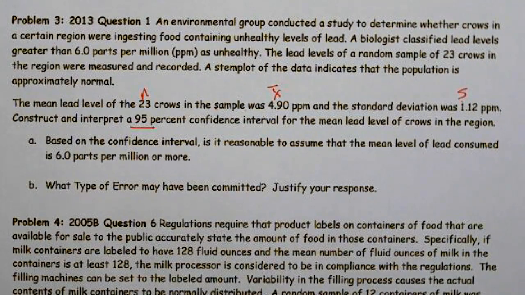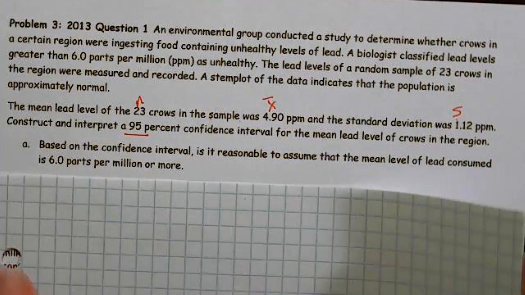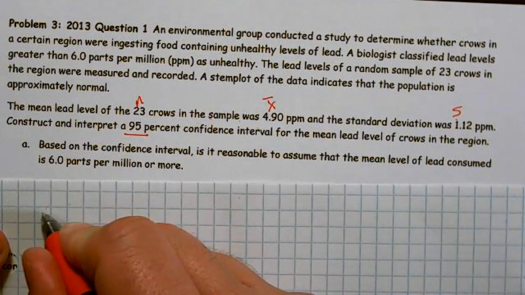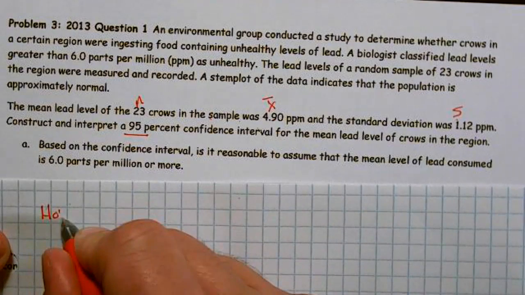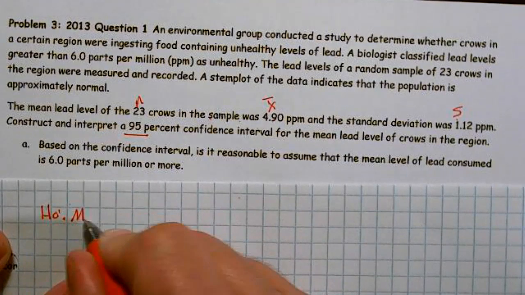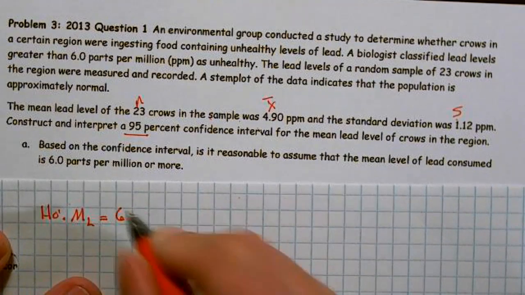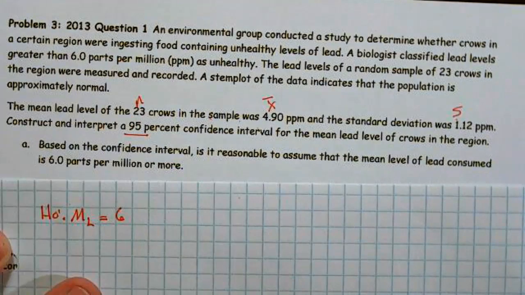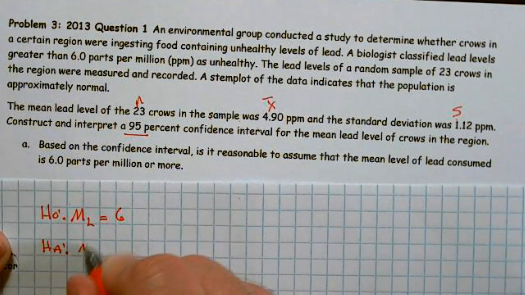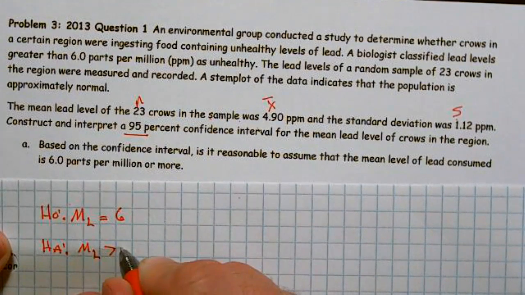All right, so first off, we only have one sample here, so we're going to run a one sample t. And we're supposed to do a confidence interval. Now, this part that I'm about to do is not required, but the assumption would be that the lead levels are not a problem. So if I were writing a null hypothesis, I'd say H0, ML for mean lead, equals 6, because I said it was okay if it was 6 parts per million. The problem is, when do we get concerned? If the mean lead level is greater than 6.